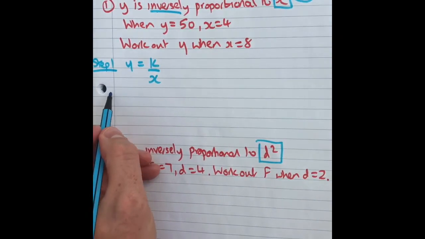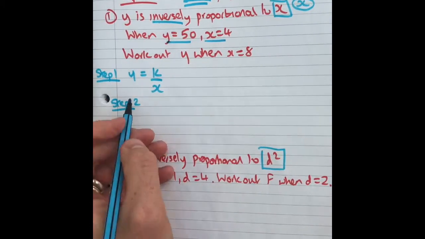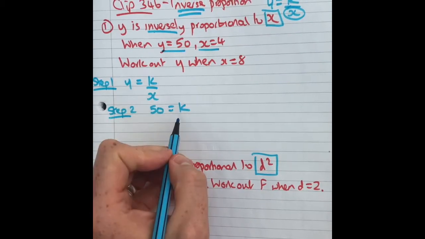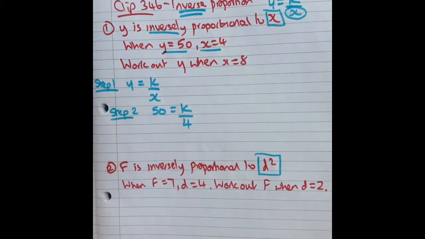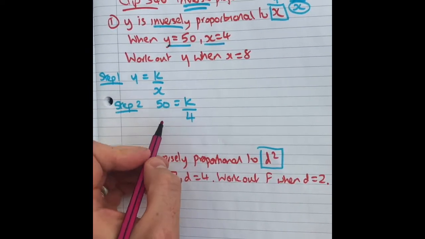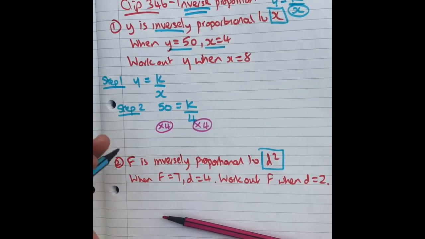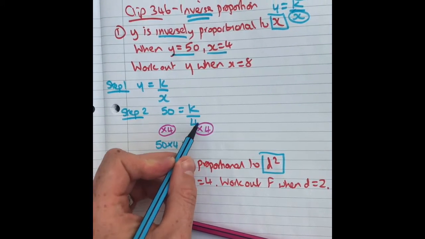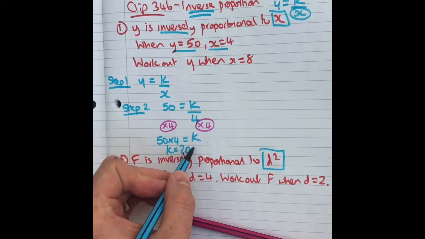Step 2. Well, we need to find this constant that we've put in. And we're given some information in the first part. So when y is 50, we don't know what k is, that's what we're trying to find, and x is 4. So how are we going to get k on its own? Well, to get rid of a fraction, we've got to times by that number. So we times both sides by 4. So what do we get? 50 times 4 on this side. And if I times that by 4, I get just k. Well, that means k would be 200.